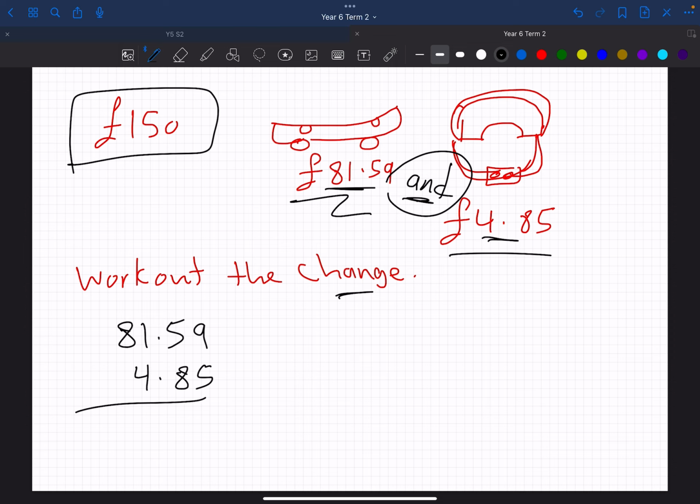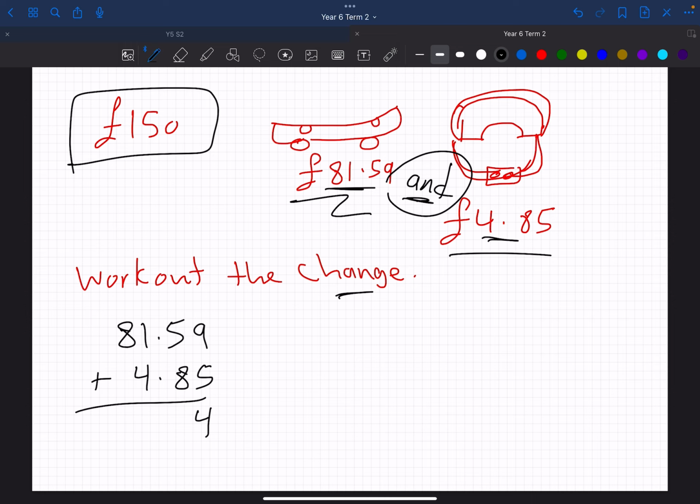Remember, boys and girls, I'm repeating the same thing. Tenths under tenths, hundreds under hundreds, tens under tens, units under units. Careful. Order of place value is very important.